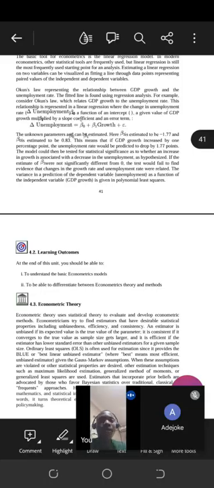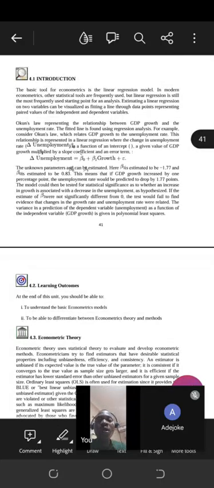How do you know that? Because beta naught and beta 1 are both raised to power 1 alone. So leaving that, change in unemployment is a function of the constant term, is a function of beta 1, which is going to be the slope parameter. Then the variable here is growth, then plus the error term.